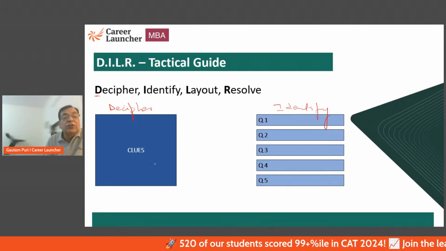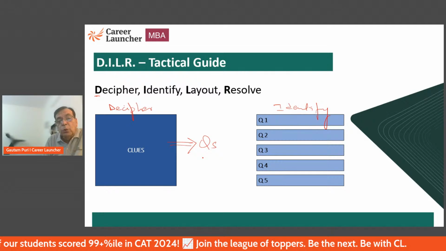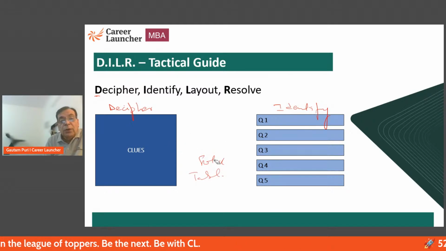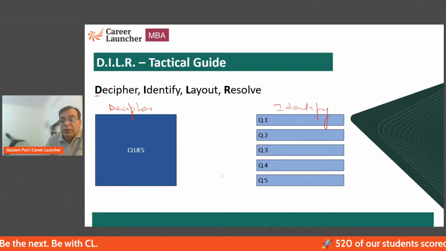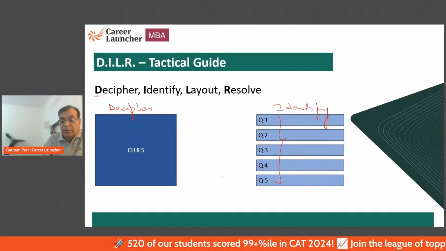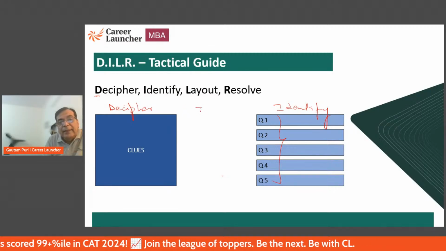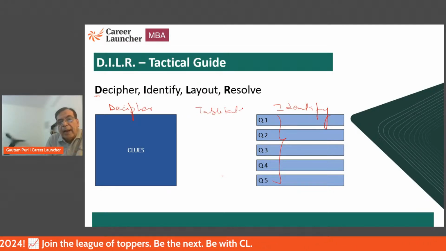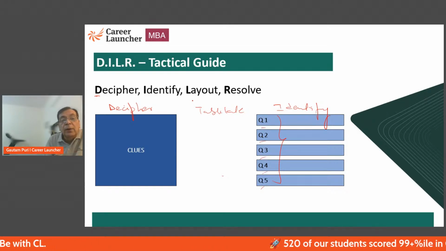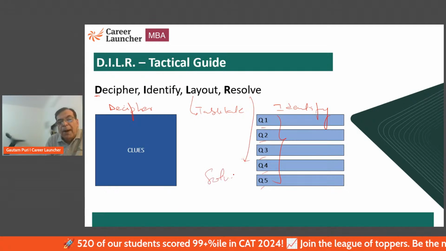Most people ignore this step, and from deciphering they go straight to questions to solve, or to make a table, whatever it is. This is the wrong approach. You should go after deciphering, identify the question. Once you identify what is the information given in the question, your job is to tabulate the data. Tabulate the data in line with the information given, in line with the question that you need to answer. And that is what layouting is. And then finally, you solve the question or you mark the answers.